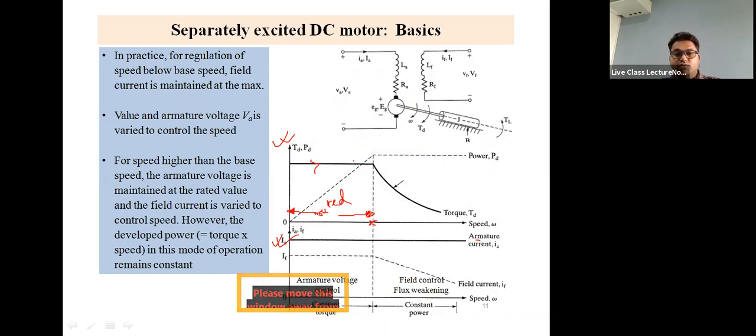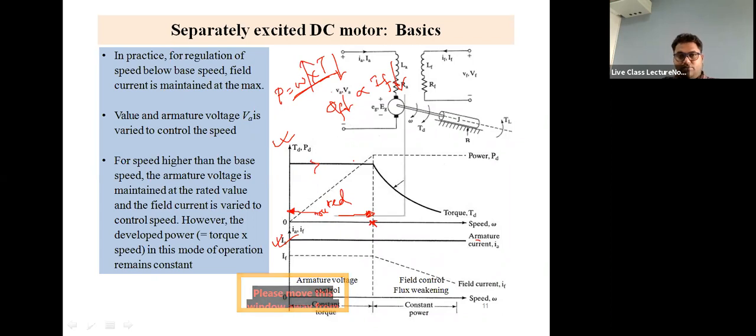But as soon as you want to go above the rated speed, you have to go for constant power operation only. Power equals torque into omega, sorry, speed into torque. So if you increase the speed, the torque falls down. Why does the torque fall down? Because the field has gone down, the field which is a function of IF. If you decrease the IF, the field flux will obviously go down. Due to this, the torque also goes down.